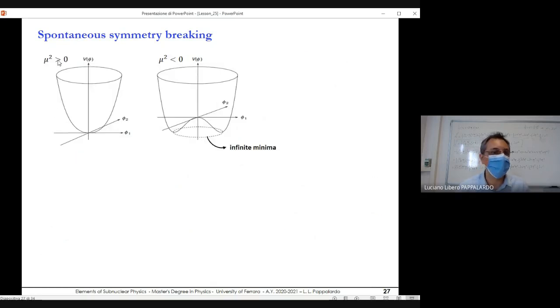So the positive mu squared solution is a potential like this, where we have a minimum where both fields are zero. This is the lowest energy level, so the true vacuum. In this case, where we take mu squared negative instead, the minima, so the true vacuum, are on this circumference here. So we have infinite possibilities around the circumference, and the false vacuum is instead the place where both fields cancel. Okay, but it is not the minimum energy.